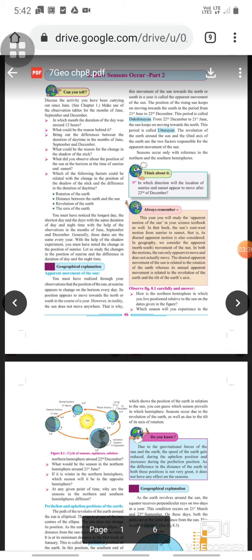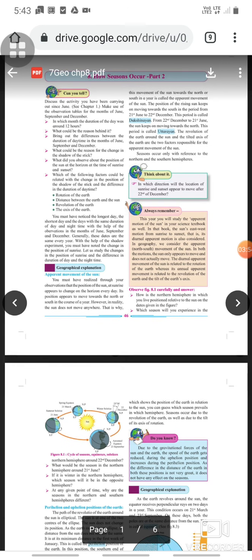In that book, the sun's east-west motion from sunrise to sunset, that is its diurnal apparent motion, is also considered. In geography, we consider the apparent north-south movement of the sun. In both the motions, the sun only appears to move and does not actually move. The diurnal apparent movement of the sun is related to the rotation of the Earth, whereas its annual apparent movement is related to the revolution of the Earth and the tilt of the Earth's axis.